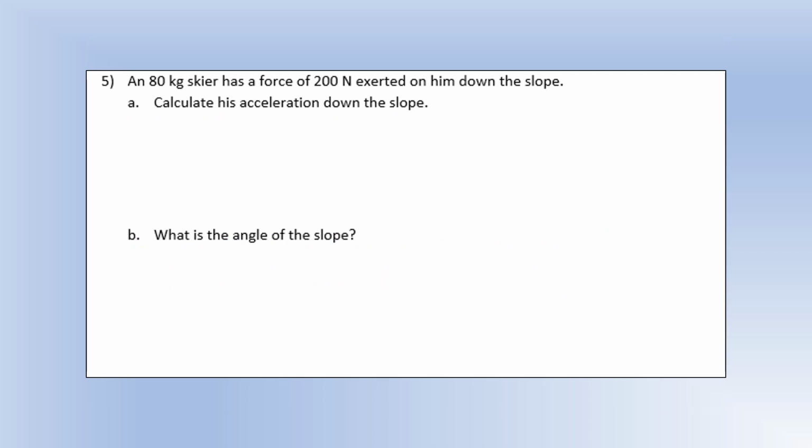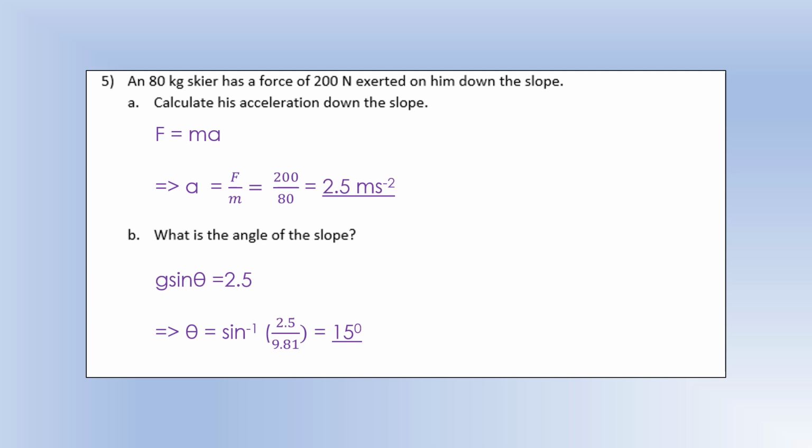Okay, so an 80 kilogram skier has a force of 2,000 newtons exerted on him down the slope. Calculate his acceleration down the slope. So if we know the force, we can get the acceleration, and that turns out to be 2.5 meters per second squared. So what is the angle of the slope? Well, essentially the force that's going to be accelerating him is a component of the weight force. So we can express the acceleration on a slope using g sin θ, which we know is equal to 2.5. So we can rearrange that to find out what θ is, 15 degrees.